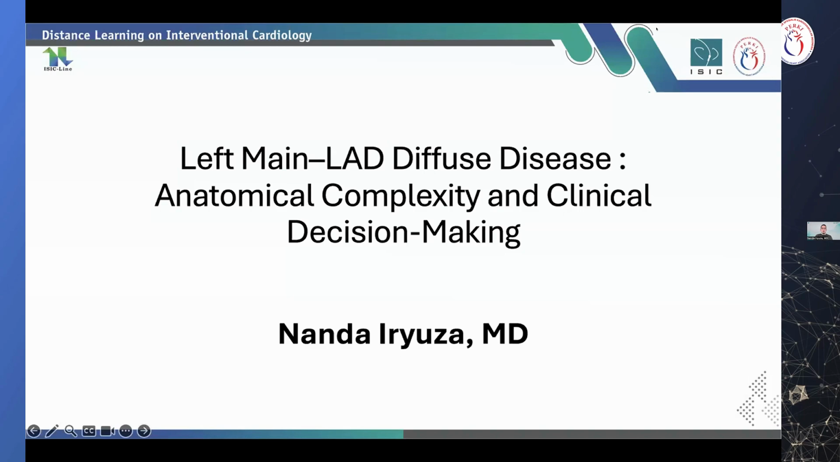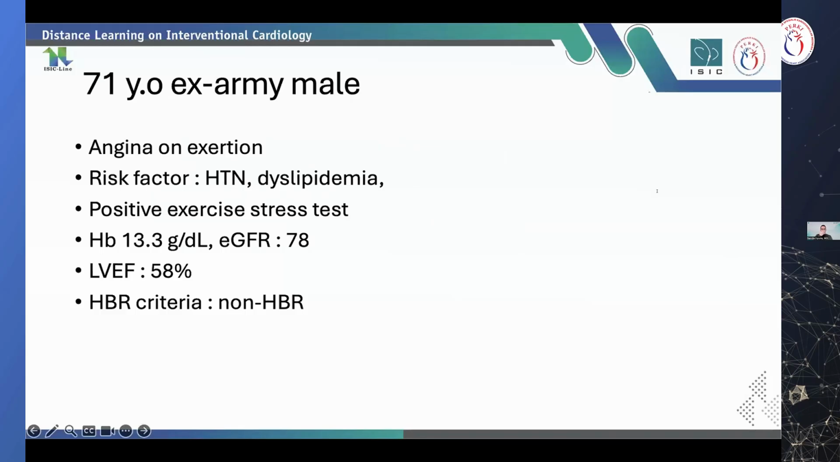I'd like to share a case about left main to LAD diffuse disease and how this anatomical complexity really shapes our clinical decision making. So this is the patient that I'll be presenting today. He is a 70-year-old former military officer who has been experiencing angina with mild exertion, which has gradually worsened over the past few months.